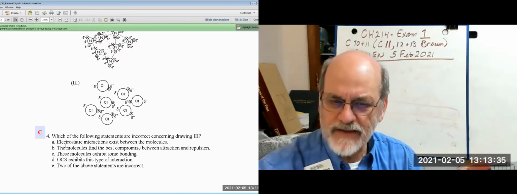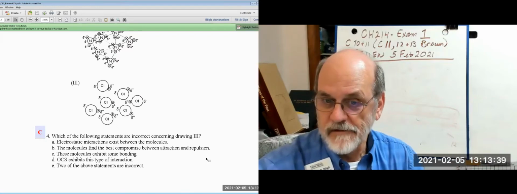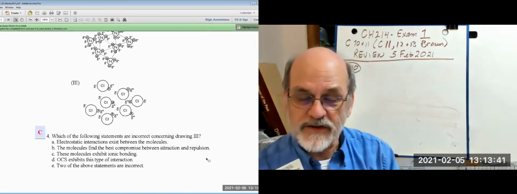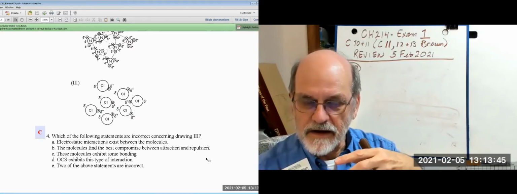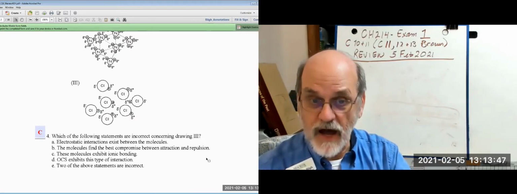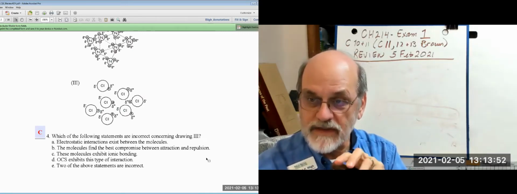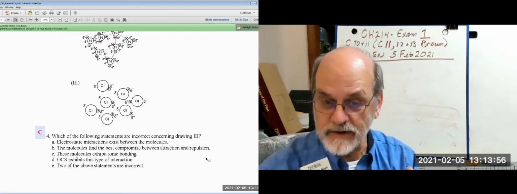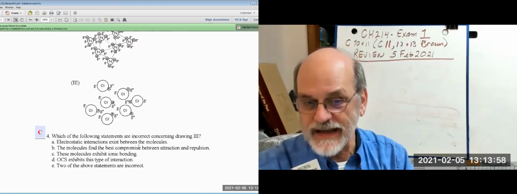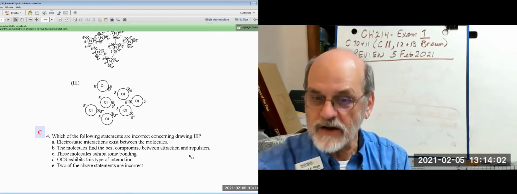The molecules find the best compromise between attraction and repulsion. That's another way of saying that the substance, in this case the compound of HCl, tends toward the lowest possible energy. And that's a true statement. This is another way of saying it. They find the best compromise between attraction and repulsion.